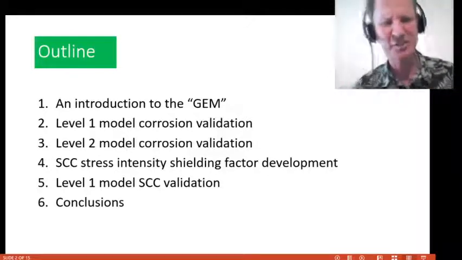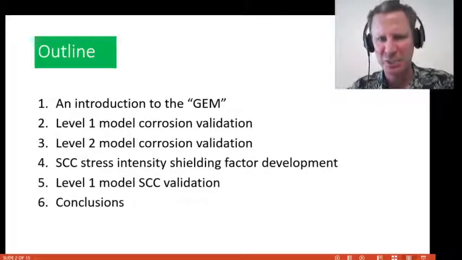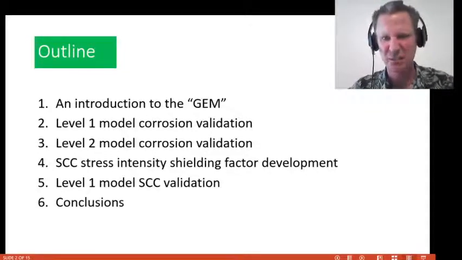I have a former professor who said you really don't need an outline in a presentation, just start at the start, end at the end, so I'm just going to keep moving here.